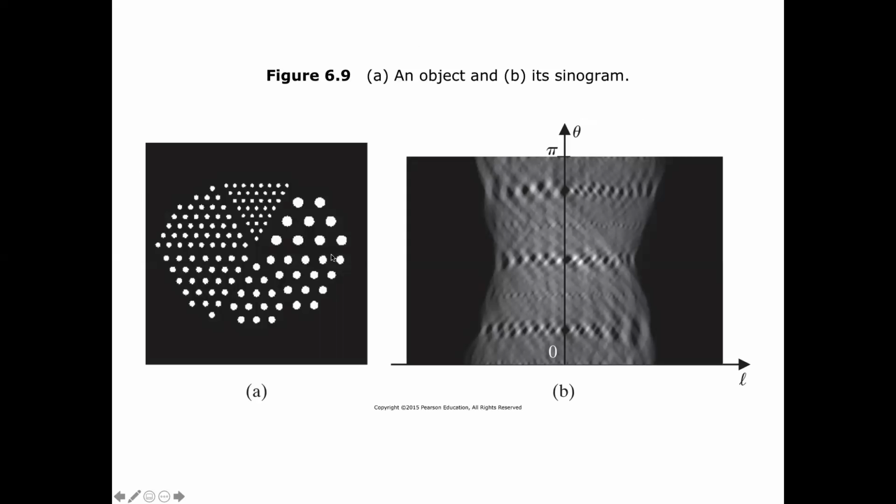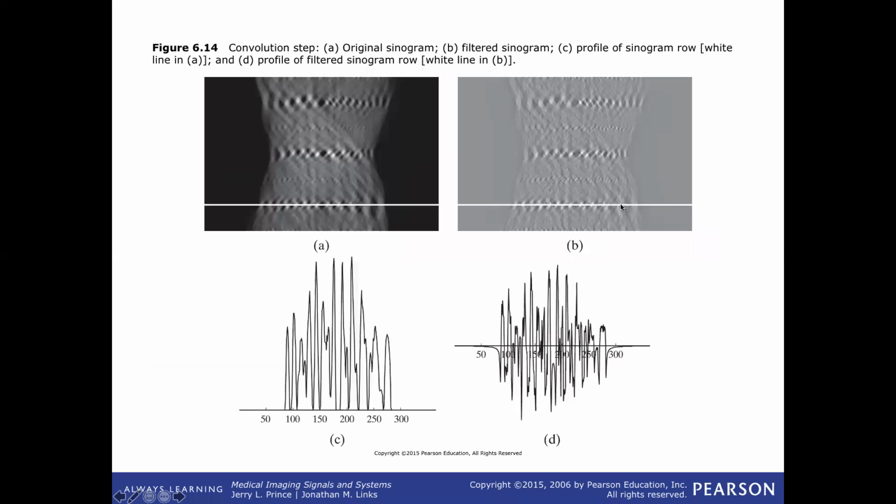Here's a more complicated object. We looked at this before with that set of projections. And this is its sinogram. So this is R in this direction, theta in this direction. So that's what the raw sinograms look like. When we do this convolution with the inverse Fourier transform of the ramp, this is the function that results. This is the new sinogram.